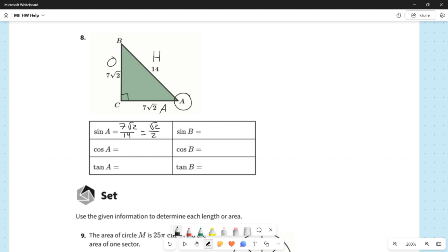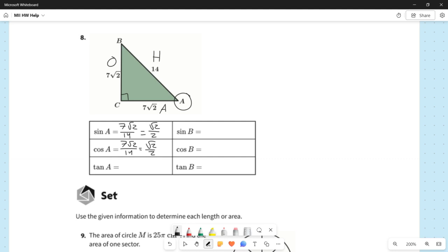The definition for cosine is adjacent over hypotenuse. We've labeled adjacent as 7 root 2 and our hypotenuse as 14. This quantity is identical to the one above it, so by the very same reasoning, this simplifies to root 2 over 2.